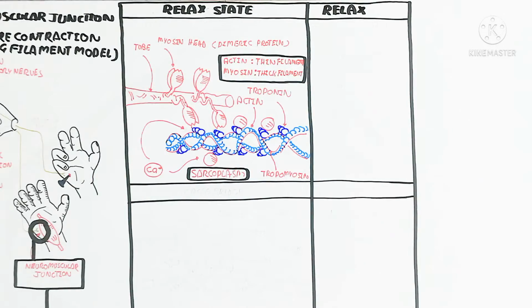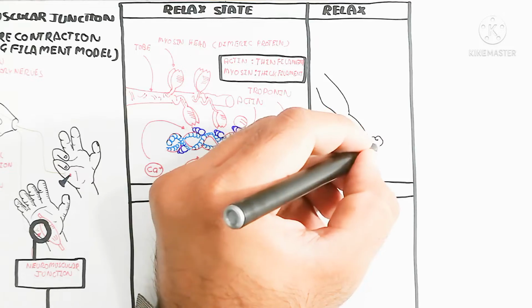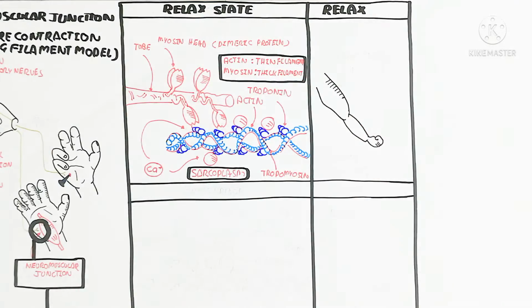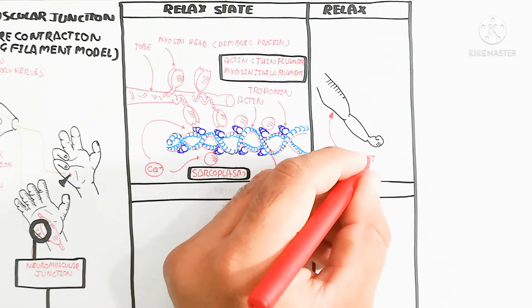Here, relaxed means, for example, a contracted triceps but a relaxed biceps. So the triceps will be contracted and the biceps will be relaxed.